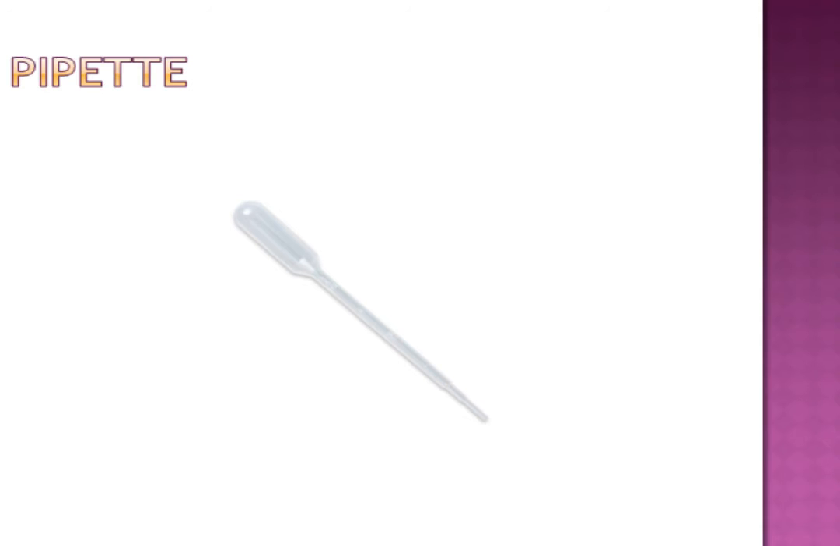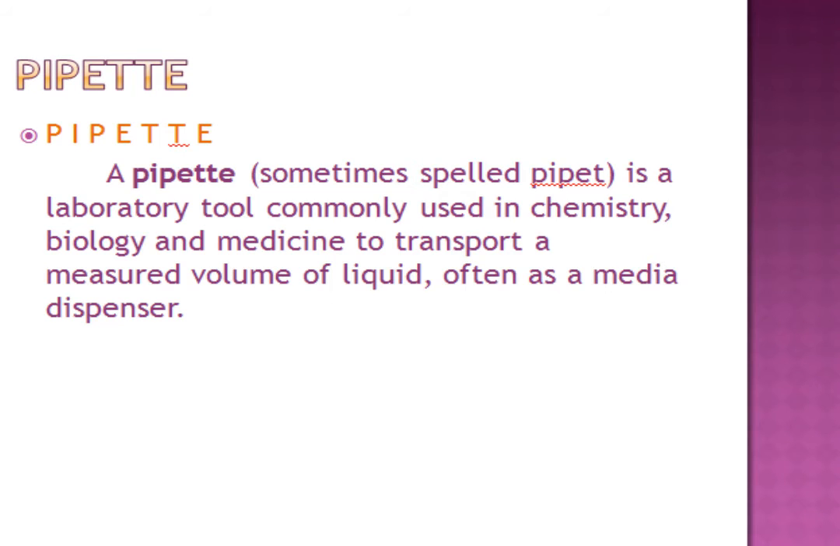Moving on to a pipette, and this is what it looks like. Spelling time: P-I-P-E-T-T-E. Pipette. A pipette, sometimes spelled pipet, P-I-P-E-T, is a laboratory tool commonly used in chemistry, biology, and medicine to transport a measured volume of liquid, often as a media dispenser.